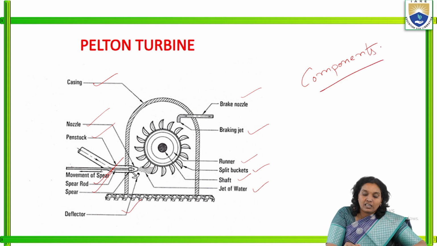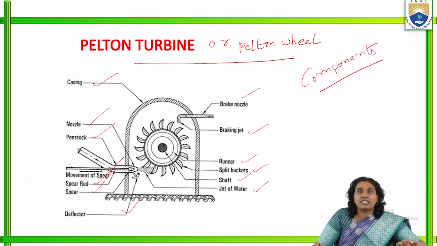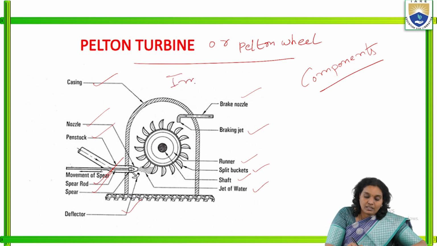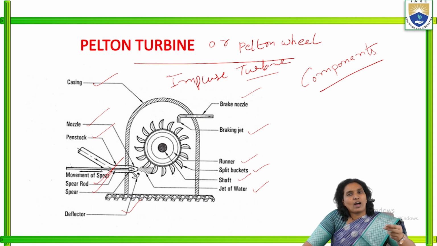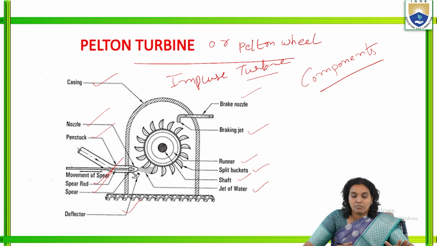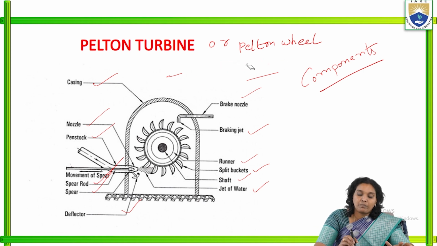Coming to the Pelton wheel or Pelton turbine, this is one of the best examples of an impulse turbine. Based on the working principle, we have two different types of turbines. One is the impulse turbine, the other is the reaction turbine. The Pelton wheel is one of the best examples of an impulse turbine.